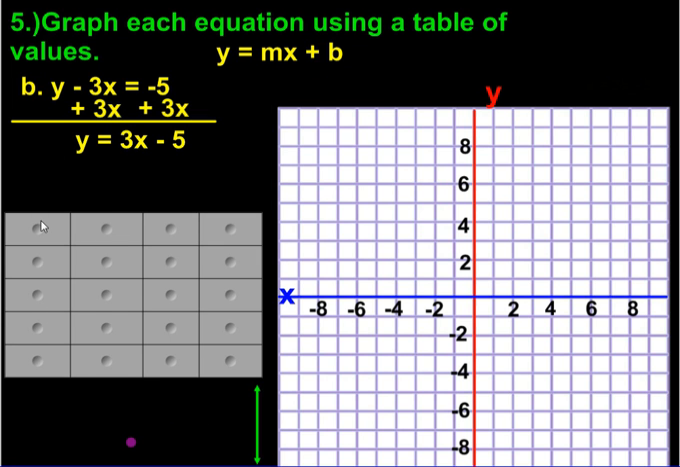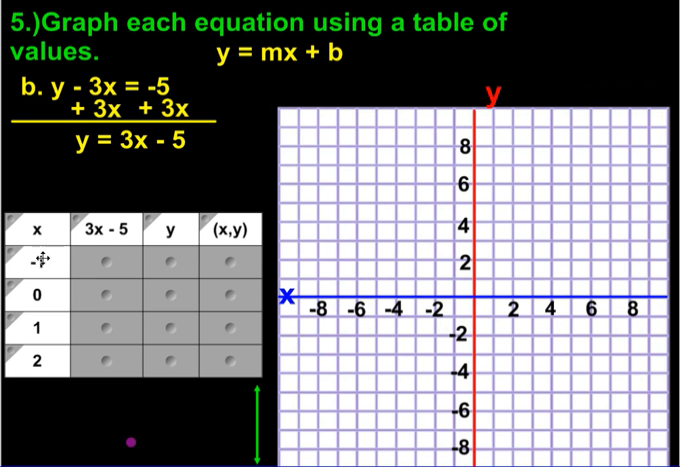Once I have it in this format, I can then start creating my table. So my first column is going to be my x values. My second column is going to be the equation that I created, 3x minus 5. My third column is going to be my y value. And my fourth column is going to be my coordinate pair, x and y. So I need to generate some x values here. I'm going to start with negative 1, 0, 1, and then 2. Those are random, but it's a nice selection because it gives me a negative answer as well as some positive answers.